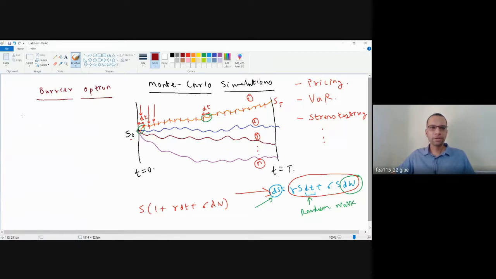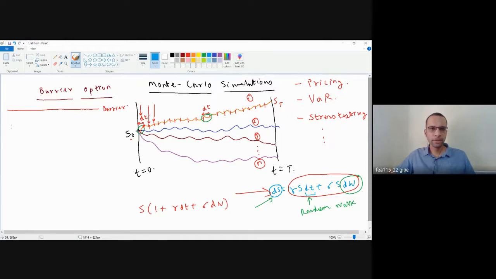So let me draw one more input. We will definitely require the 5 inputs which you have used for a European option: the interest rate, volatility, spot price, strike price, and time to maturity. Other than that, we also require what we call a barrier level. Let me draw the barrier level in red. Let's say this I call the barrier level.